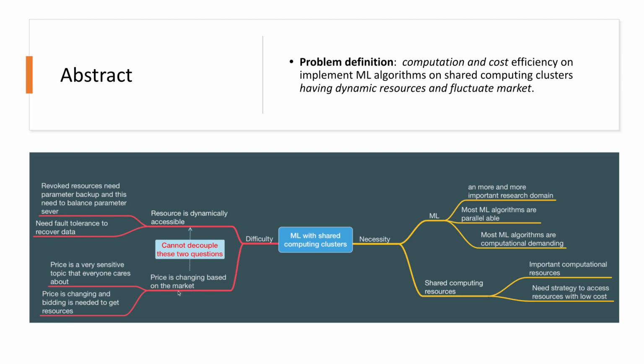And also from the price aspect, price itself is a very sensitive topic, and everyone cares about the cost. Most cloud and shared computation companies take bidding strategies on idle computational resources, such that users can request those resources at a low cost. As a result, the investigation of machine learning implementations on shared computational resources is an important topic, especially on the cost and computational efficiency aspect.